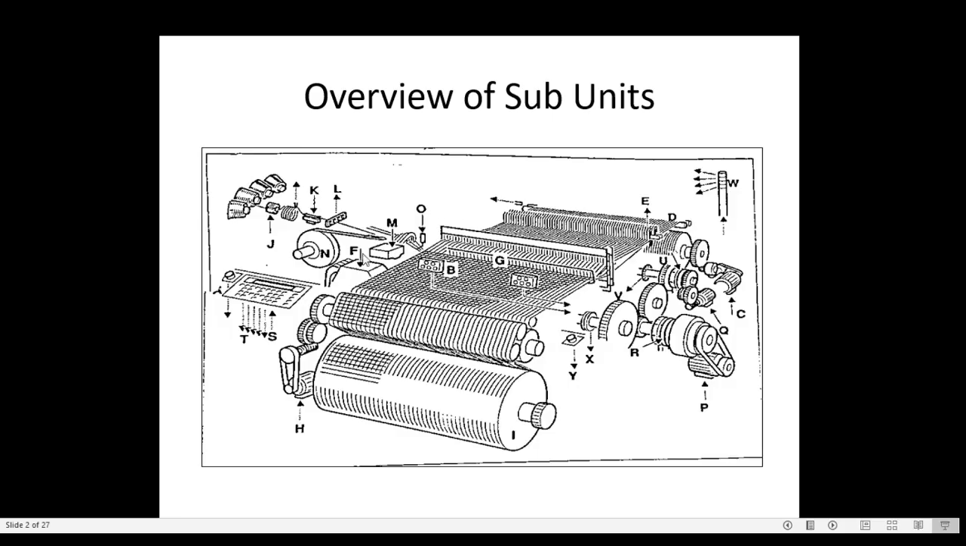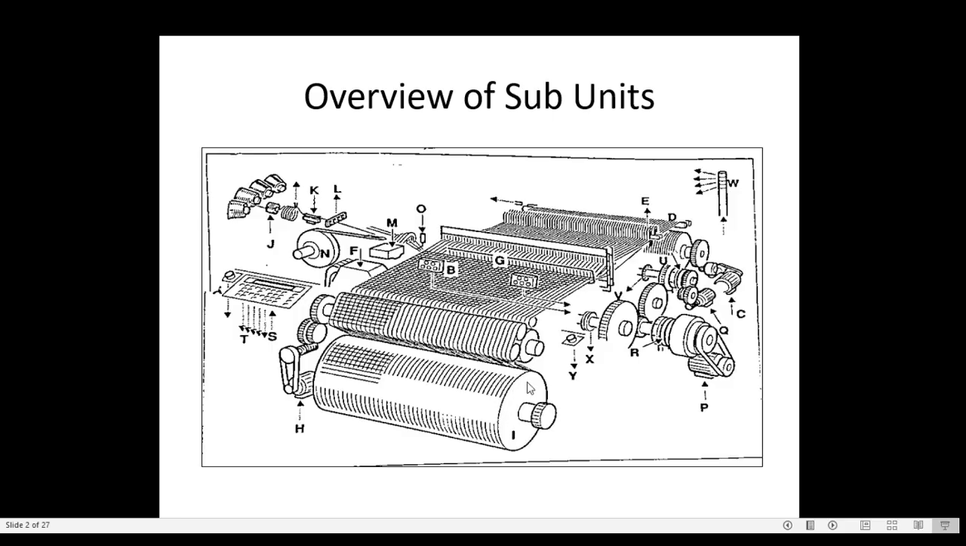F is the shading device. Then G is the slave drive and reed; we can see G in the figure. Here is the slave drive and reed. Then H is the cloth take up. I is the cloth wind up.